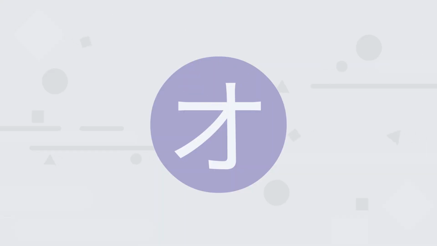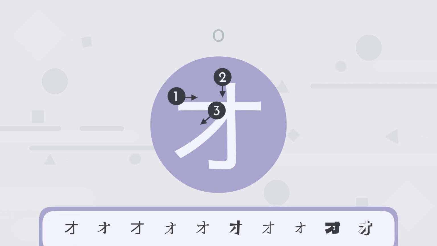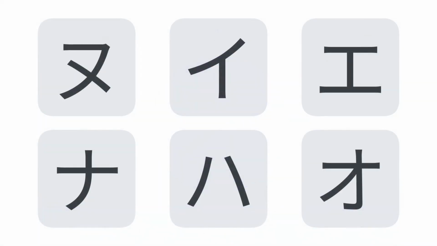The final character we'll learn is O. O. O. Which of these characters is O? O.